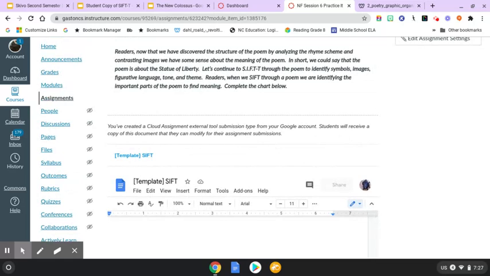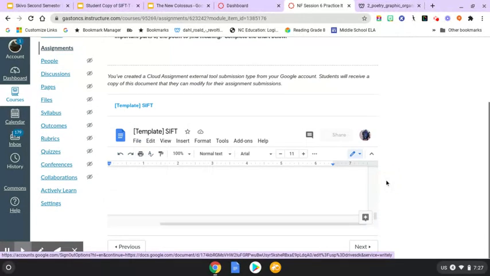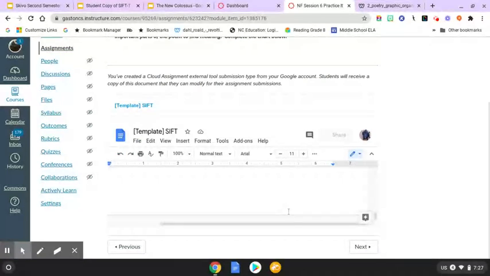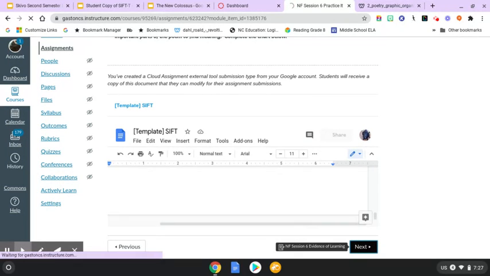If you forget what they are, I want you to go back to the presentation and look at what all of these mean, what the S, the I, the F, the T, and the T mean. Okay? Symbolism, imagery, figurative language, theme, and tone. You need to write about all of those. Once you've done all of that, you should have a clear understanding of this poem. And once you have a clear understanding of this poem, you're ready to move on to evidence of learning. And the evidence of learning is a quiz.